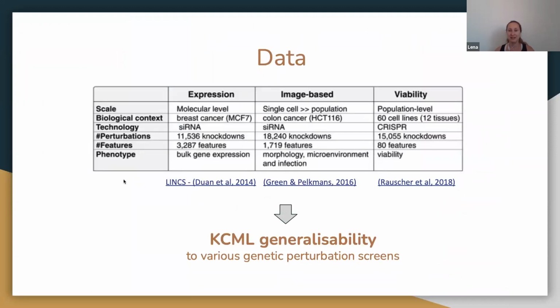Here we see the data used in this paper. It shows us the generalizability of this algorithm. The first is gene expression, the second one is image-based, and the third one is the dataset of the viability.